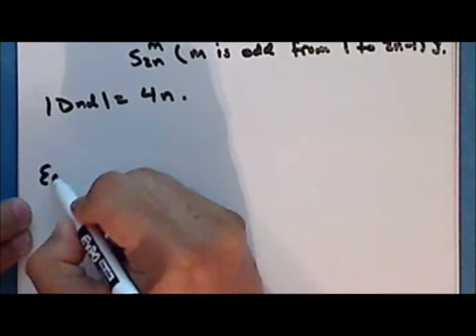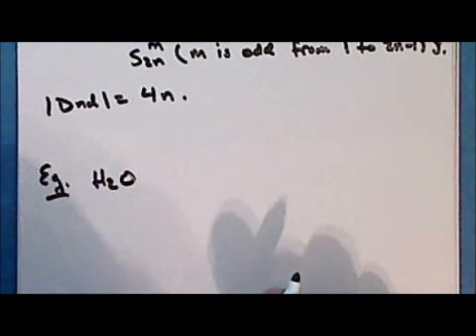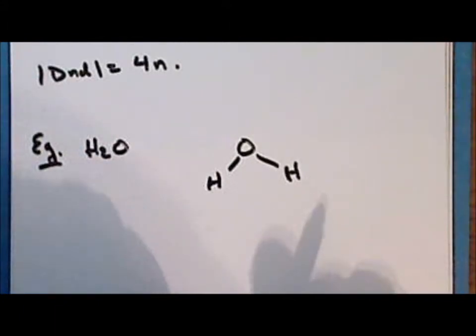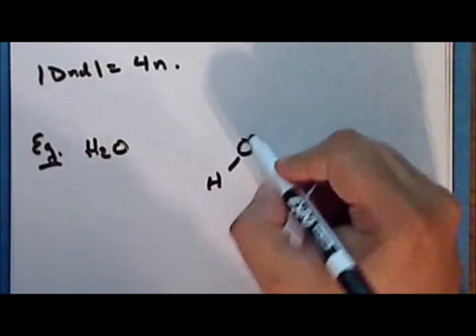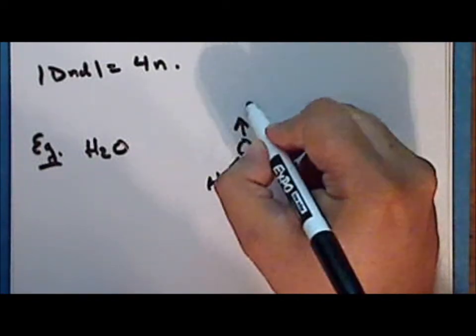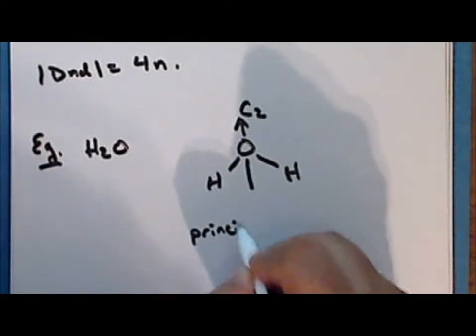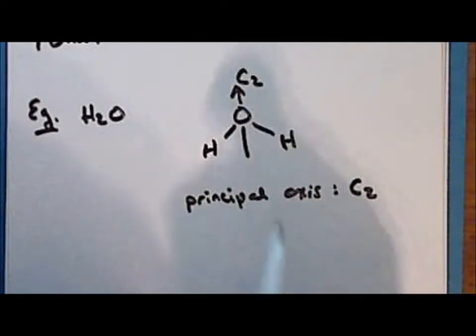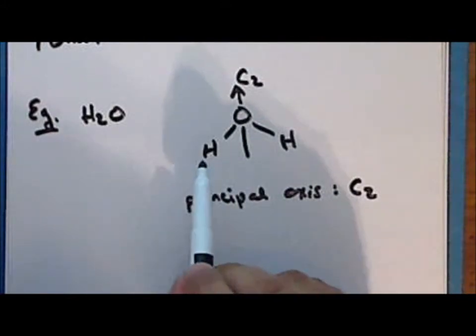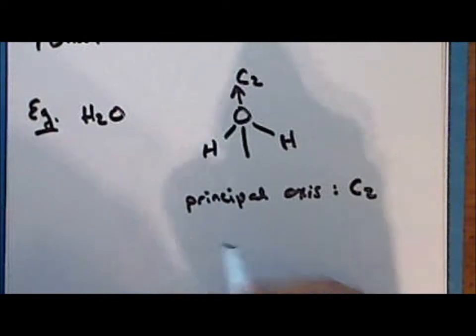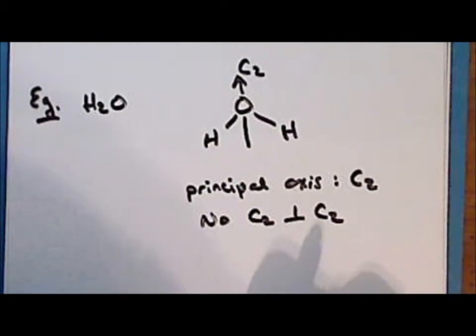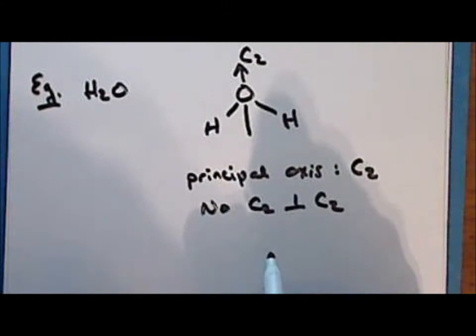So let's look at some examples, and we'll start with the water molecule. Now, the water molecule does not belong to one of the special groups of either high or low symmetry. The principal axis of rotation is a C2 axis. Now, the water molecule does not have a C2 axis that is perpendicular to this principal axis. And so the water molecule belongs to the cyclic class of point groups.